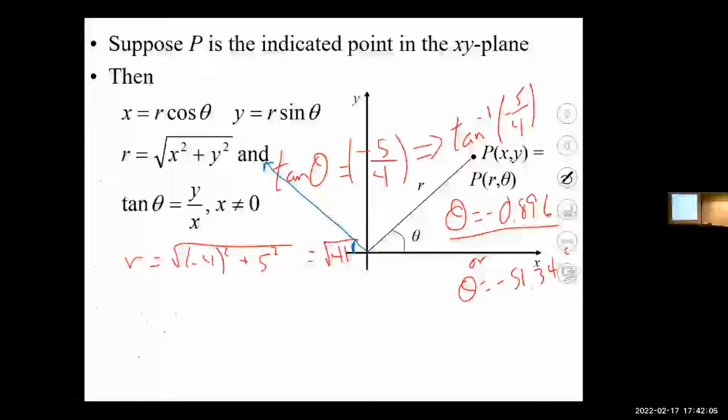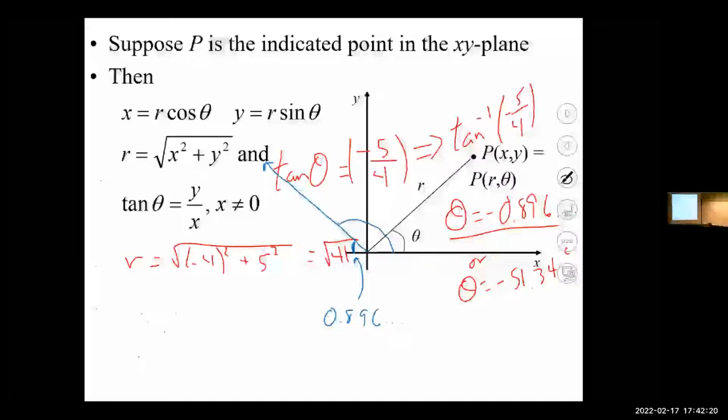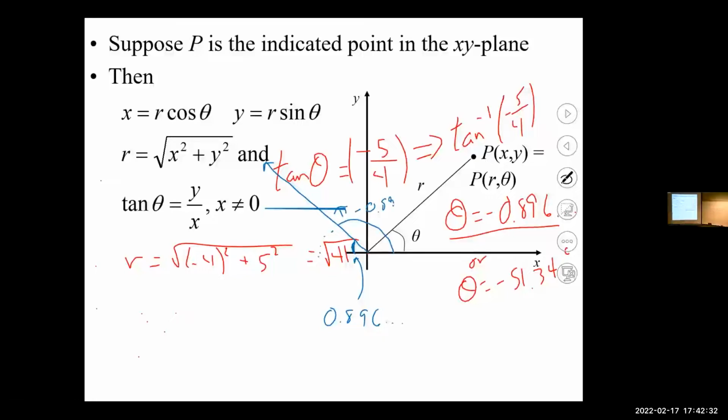So what I know about that angle right there is that it is 0.896 plus some decimal points radians. That's still not our angle, because we want to give this angle. Well, if that's 0.896, we know if we kept going, it'd be pi. So this angle is pi minus 0.896, and so on. So in radians, our point would be root 41, pi minus 0.896, and so on.